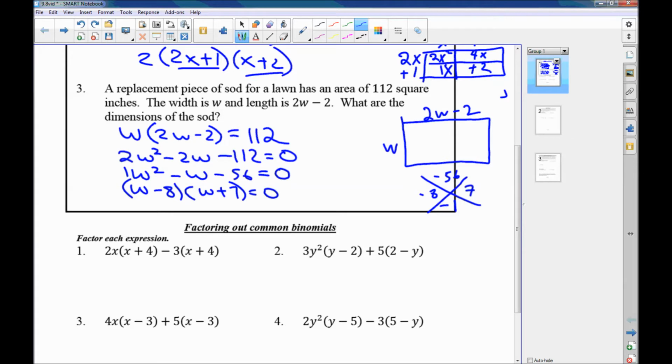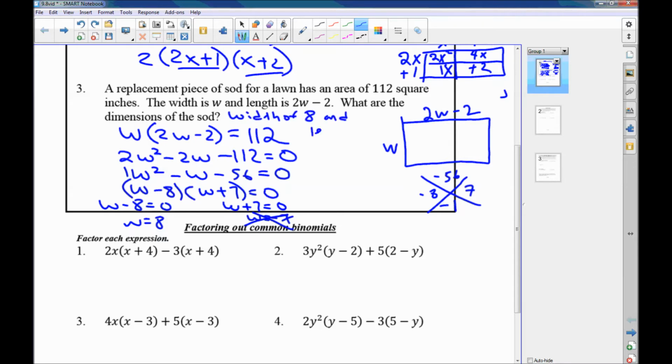All right. So we solve these separately. W minus 8 is 0, so W could be 8. Or W plus 7 is 0, so W could be negative 7. It doesn't make any sense to have a width that's negative. So our width here is 8.